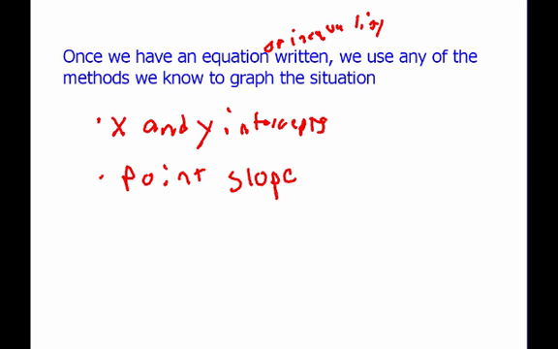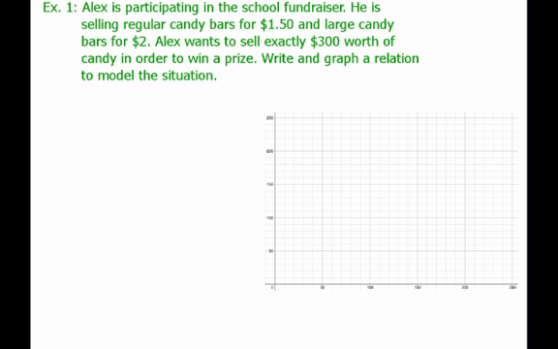So let's take a look at a problem. It says Alex is participating in the school fundraiser. He's selling regular candy bars for $1.50 and large candy bars for $2. Alex wants to sell exactly $300 worth of candy in order to win a prize. I want to write and graph a relation to model the situation. So first thing I want to do is decide what kind of problem I'm talking about. We see this keyword exactly here. This is telling me that this is an equation.